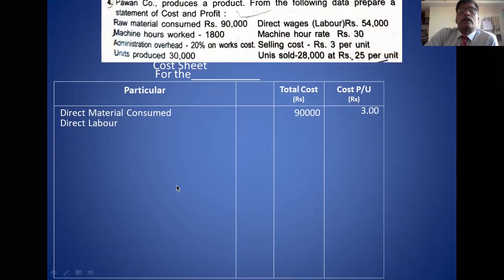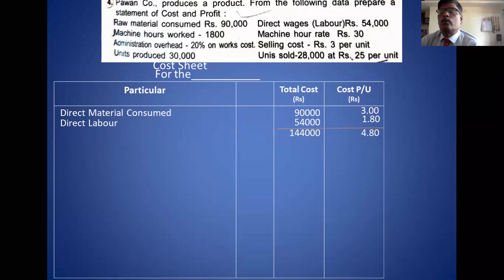Then second is direct labor. Direct labor is 54,000. You divide by the number of units produced, 30,000. It is 1.8. Then direct expenses are not given in the problem. Therefore, you take the total. The total is 1,44,000. Total cost per unit is 4.80. This is called prime cost.